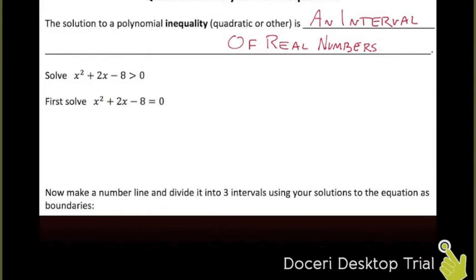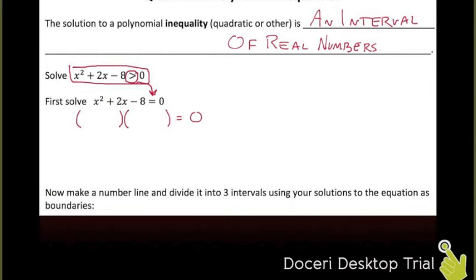So what you want to do first, if we're solving x squared plus 2x minus 8 is greater than 0, is change that sign to an equal sign and go ahead and solve the equation just like we have in the past. So think back to chapter 1. When you're solving these equations, you can do the quadratic formula, you can do completing the square, or you can factor. So we're going to go ahead and factor.